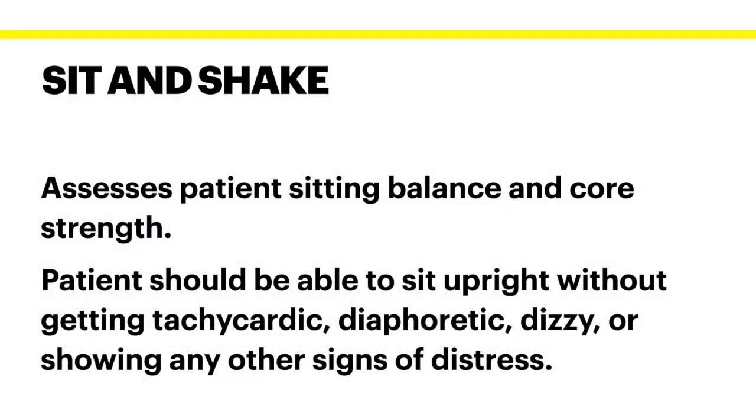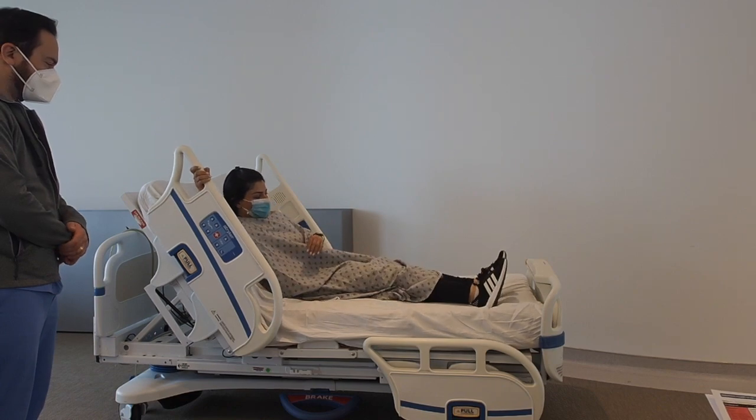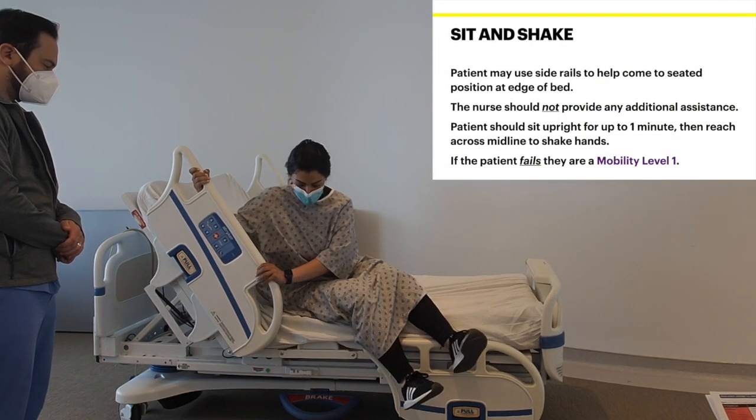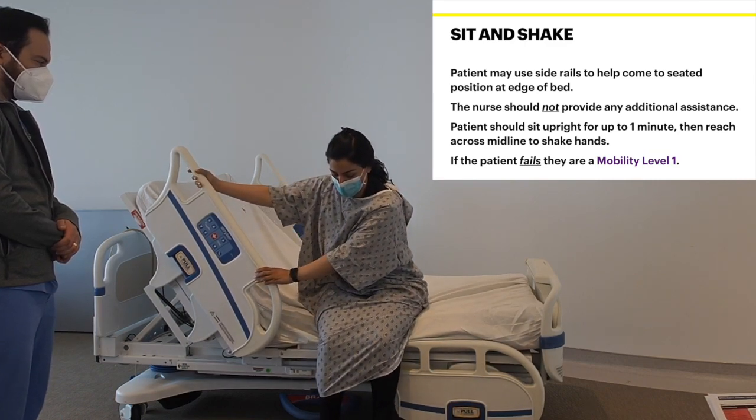The first assessment of the BMAT is the sit and shake. This assesses patient's sitting balance and core strength. The patient should be able to sit upright without showing any signs of distress, such as tachycardia, diaphoresis, or dizziness. While assessing the patient during the sit and shake, the patient should be able to move from the center of the bed to the edge of the bed.